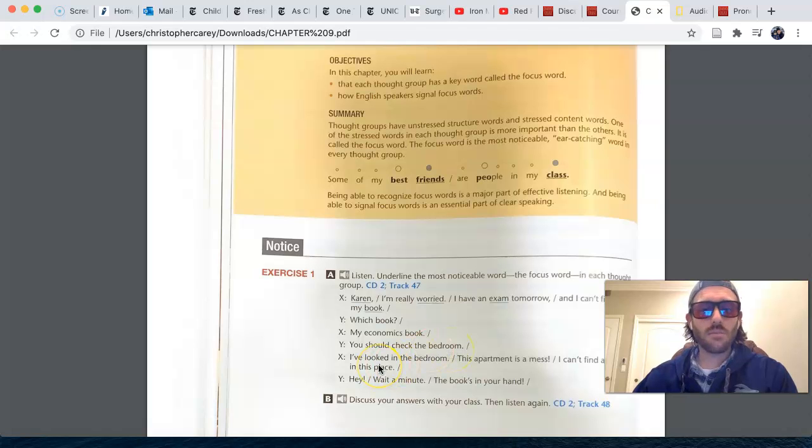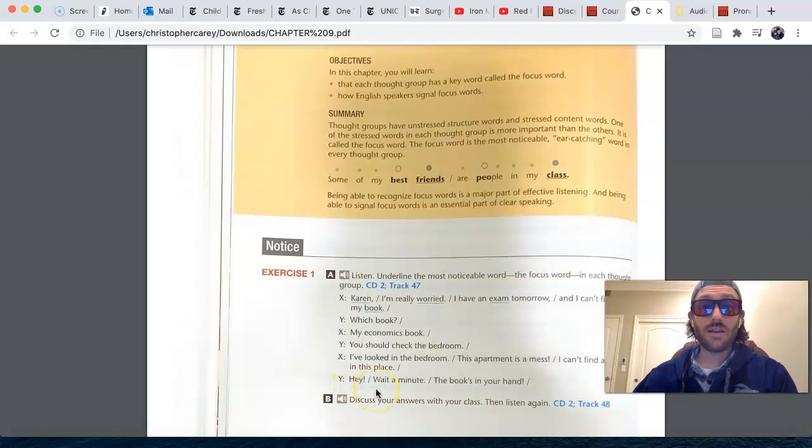I've looked in the bedroom. Looked, focus word for this thought group. This apartment is a mess. Mess is our focus word. I can't find anything in this place. Anything is our focus word for that thought group.